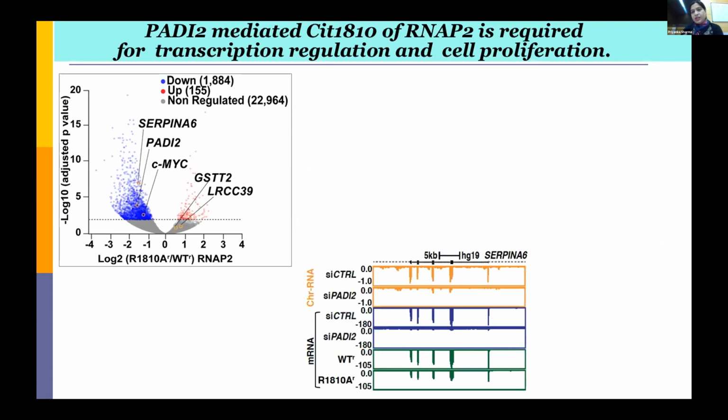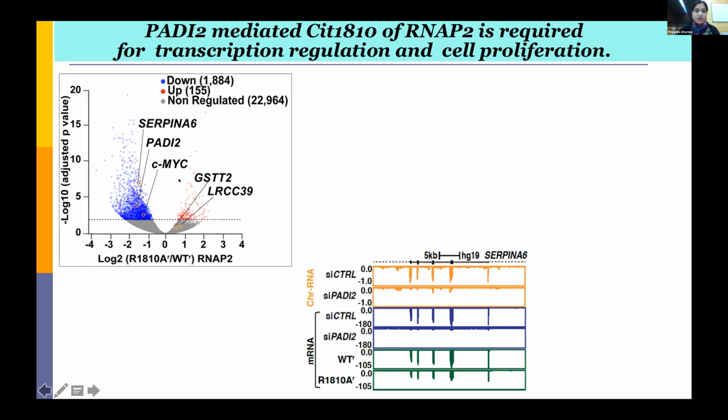So we engineered a system in the lab where we use these cells and express two kinds of RNA polymerase. In one set of cells, we express normal wild type RNA polymerase, and in the other cells, we express the mutant RNA polymerase which could not be citrullinated. And we decided to understand this effect on the transcription regulation. So here again, I'm showing you the volcano plot, and you can see that when RNA polymerase II could not be citrullinated, it drastically leads to the downregulation of many thousands of genes, as you see in the blue section of the volcano plot.